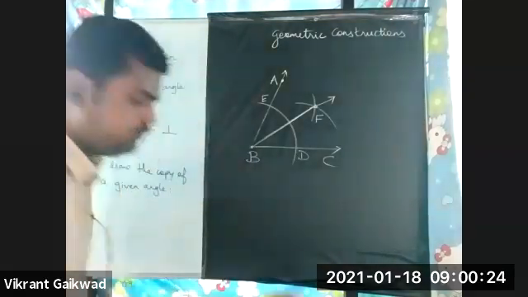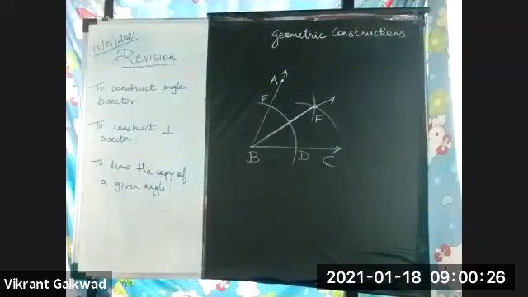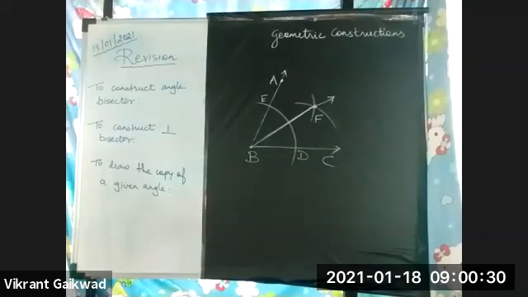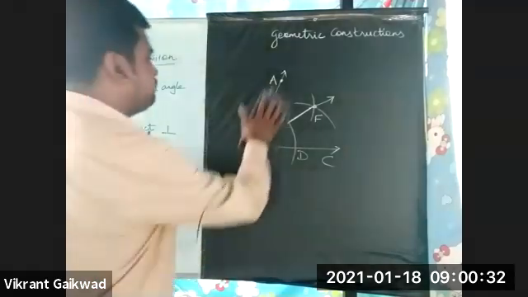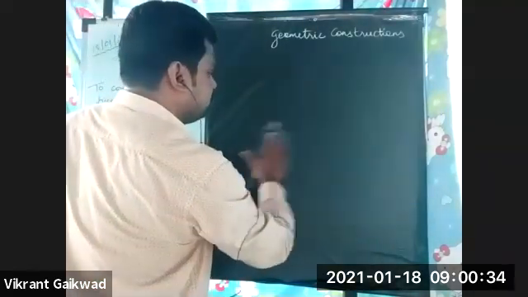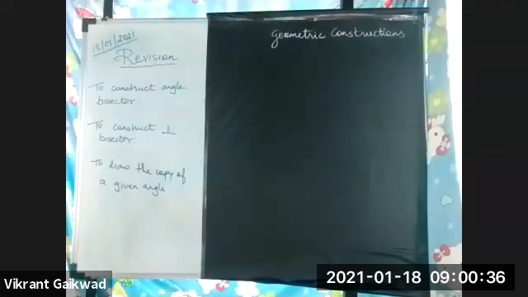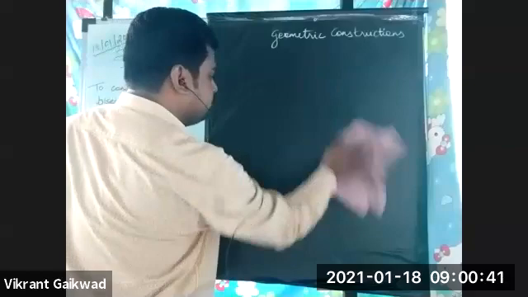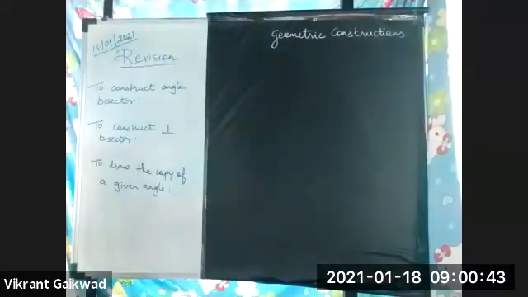So let's move ahead. Now, everybody done with the first construction? Hope everybody has understood this. Okay. Now we'll move to construct the perpendicular bisector. To construct the perpendicular bisector, you're going to take any line segment.